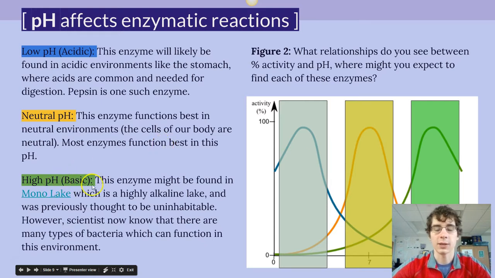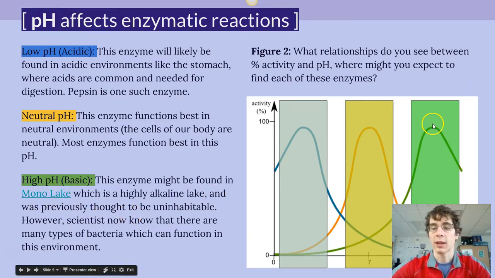And then a high pH means it's basic. This enzyme might be found in Mono Lake, which is a very alkaline environment. It was previously thought to be uninhabitable, but scientists are now finding that there are bacteria that can survive in this really alkaline lake. I have it linked here if you want to read more about that particular lake.